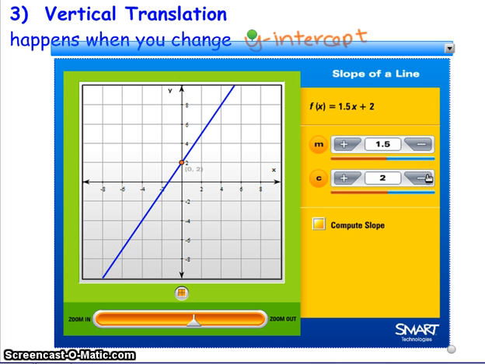I could start moving the graph. Instead of going up from 0, I could make the y-intercept negative. So now I'm going down. So what happens when you start changing the y-intercept is that you make the graph move up and down. So a vertical translation is a shift up or down.